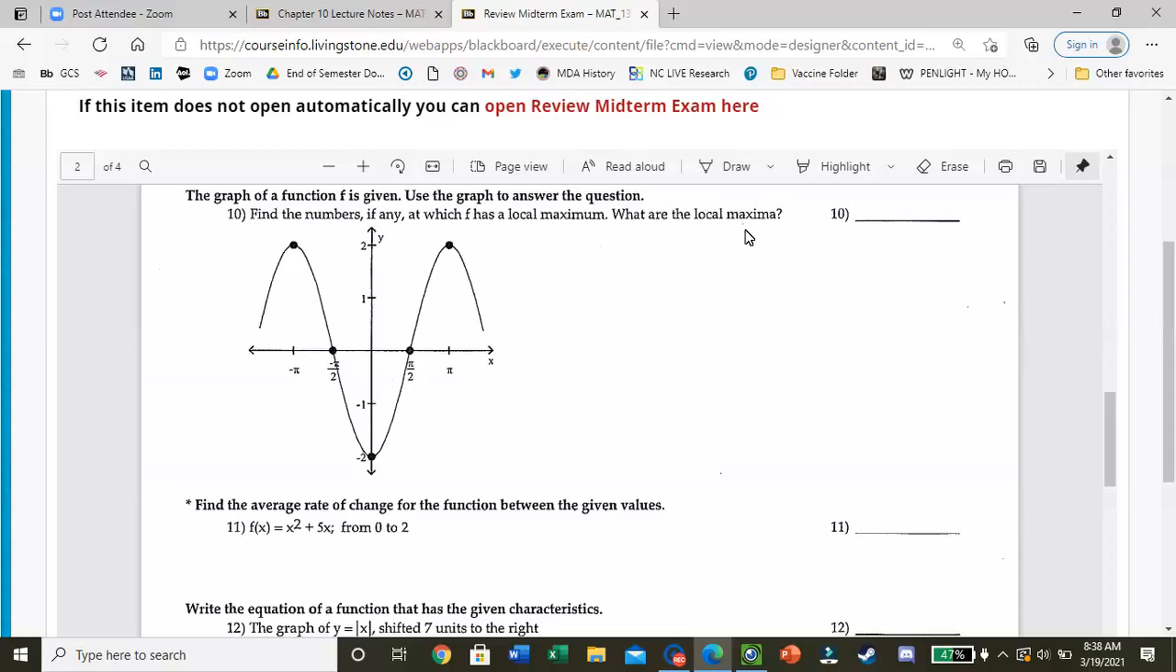All right. So do we need to go over this one? Okay. The maximum is the y value. It's located on the x value. So in this case, the maximum is what? 2. The maximum is 2. But it's located at negative pi and positive pi. Okay? So the maximum would be 2 at negative pi and positive pi.